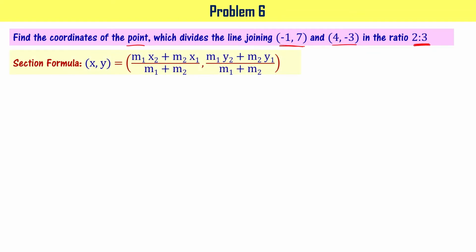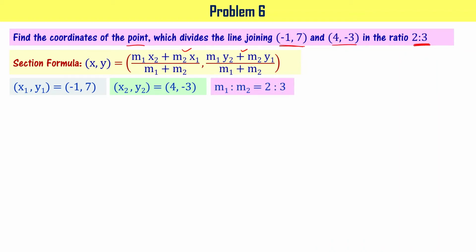That is x comma y equal to m1 x2 plus m2 x1 divided by m1 plus m2, comma m1 y2 plus m2 y1 divided by m1 plus m2. Right? We have now x1 comma y1 as minus 1 comma 7, x2 comma y2 as 4 comma minus 3, and m1 is to m2 equal to 2:3. Let's substitute now these values into the section formula such that we can obtain the values for x and y. Those are the coordinates of the point which divides the line segment in the ratio 2:3.